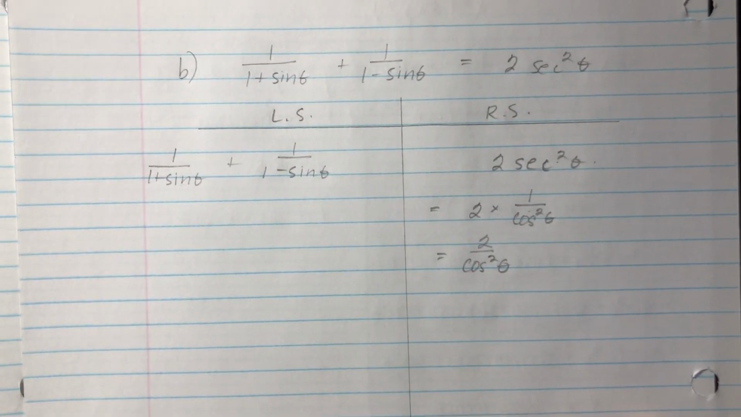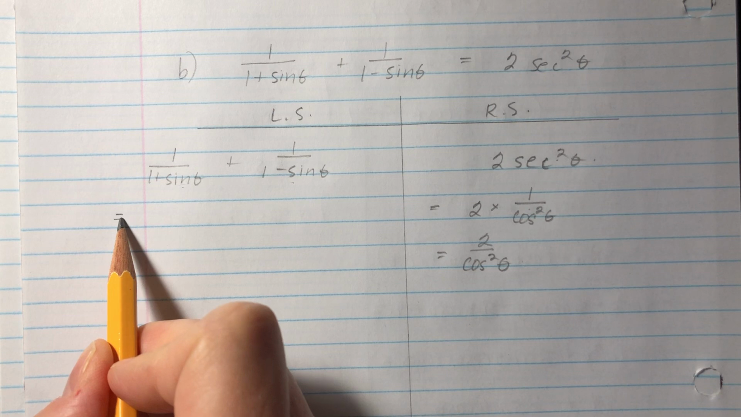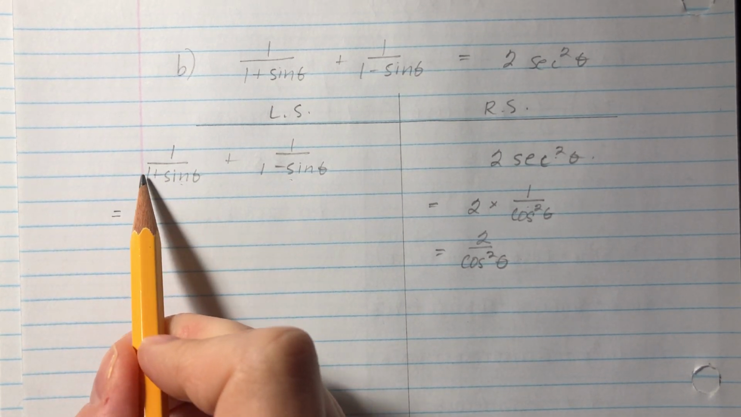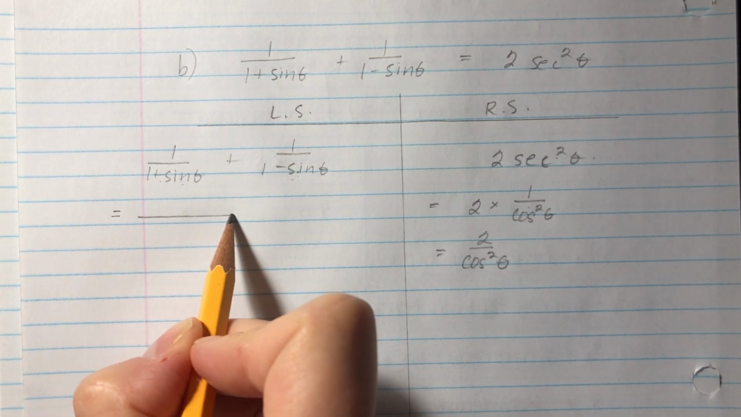And I'm going to choose to work on the left side, and I'm going to add these two fractions together. When I'm adding fractions, I need a common denominator. In this case, the denominators are completely different, so the lowest common denominator would just be their product.